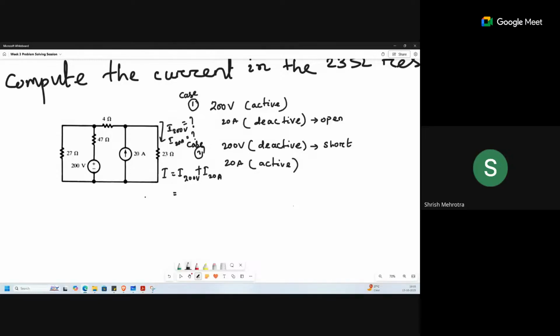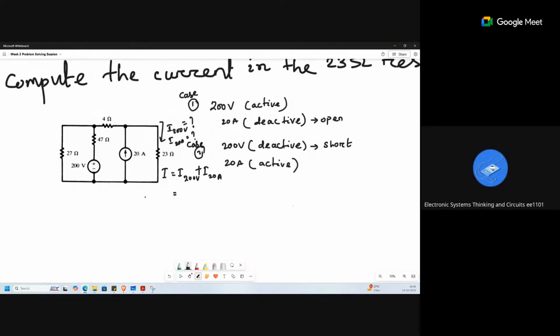We have to tell the total answer by adding both. Tell me, for the 200 volt, how much did you get? For the 20 ampere, how much did you get? I think it should be 10.4 ampere. And for the 200 volt? That I'm calculating.